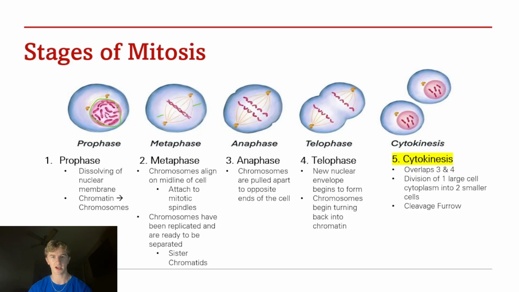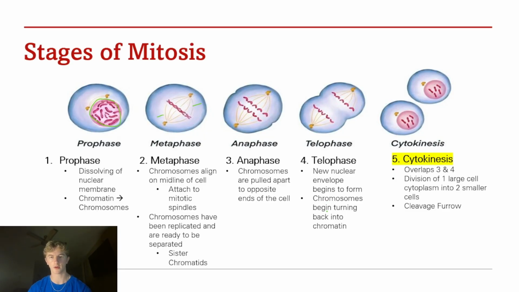So again, we see some separation now between these sister chromatids, which are now becoming their own chromosomes because they are separated. They're no longer sisters because they're not together. Next, telophase, we're going to see the formation of a new nuclear envelope, which you don't really see in this diagram because telophase is just the beginning of that step.